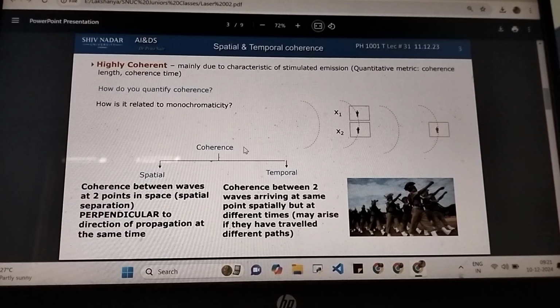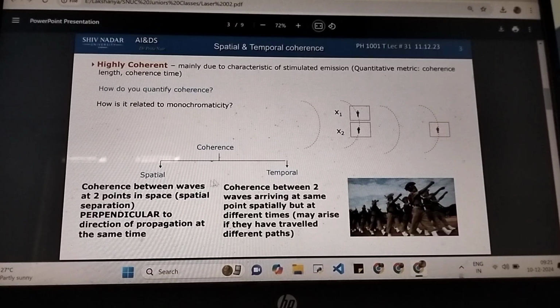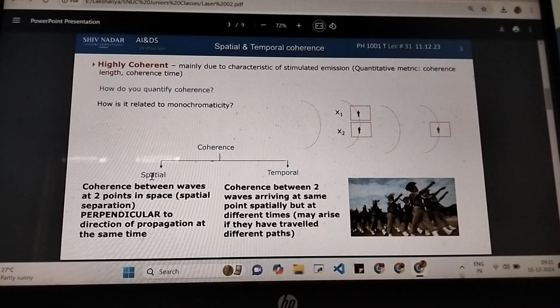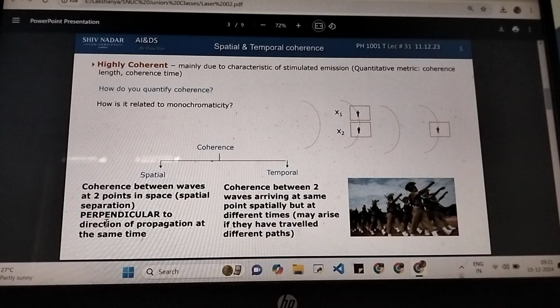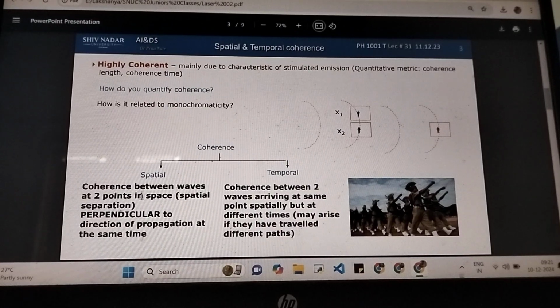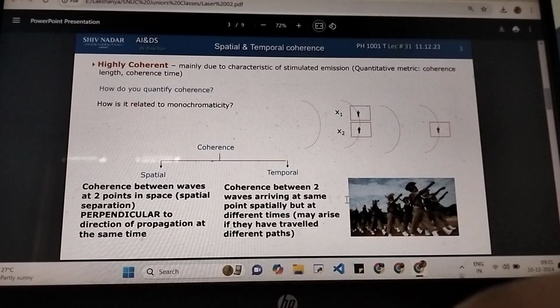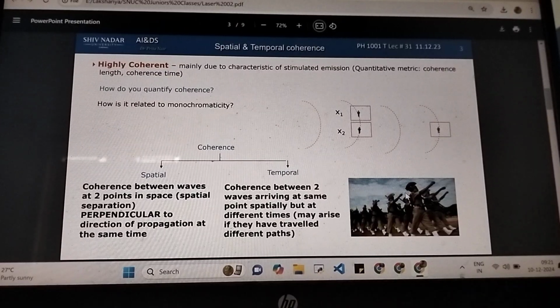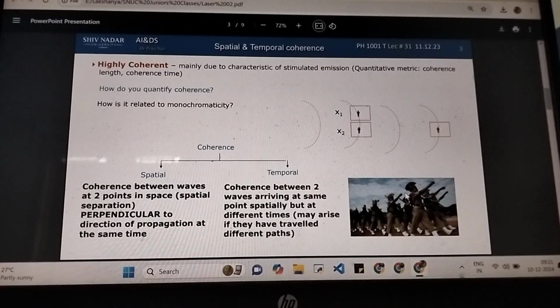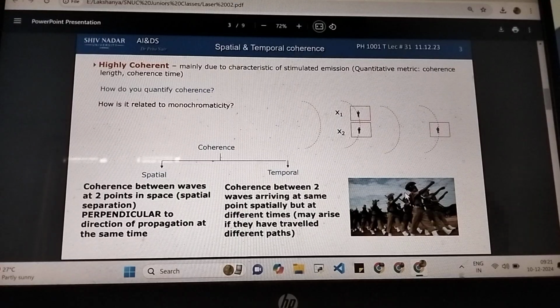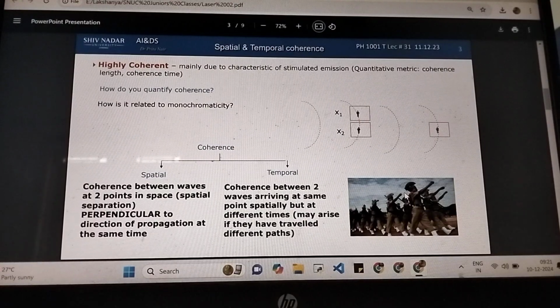Now there are two types of coherence, spatial and temporal. Spatial coherence is coherence between waves at 2 points in space perpendicular to the direction of propagation at the same time. It is a slightly complicated looking definition, but we will try to understand with the help of this example. Imagine a bunch of, let's say, NCC cadets performing a march past.